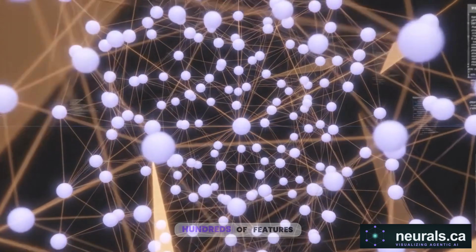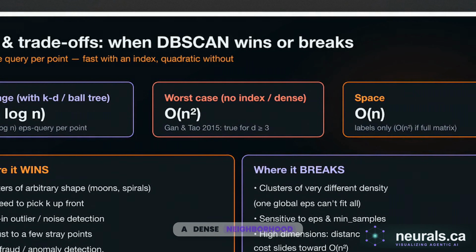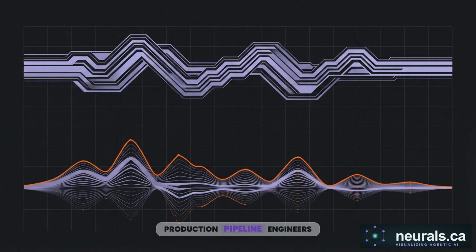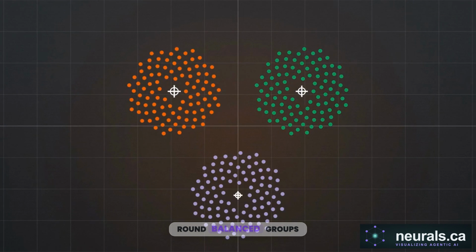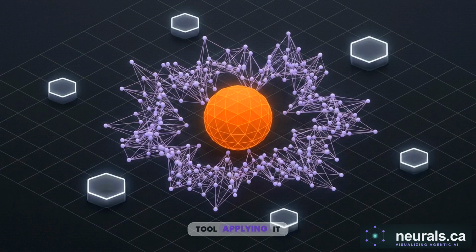When plotting data across hundreds of features, the mathematical distance between points begins to equalize. Look back at the performance chart, specifically the top center red box. As those spatial distances blur, the concept of a dense neighborhood breaks down, dragging the compute time into a worst-case scenario of O of n squared. To fix these gaps in a production pipeline, engineers swap in tools like HDBSCAN or OPTICS, which dynamically adjust to varying densities. Or, if the data actually does form strictly round, balanced groups, they revert to standard k-means. DBSCAN is a specialized tool. Applying it to data with wildly shifting densities or feeding it ultra-high dimensional arrays guarantees a systemic mathematical failure.